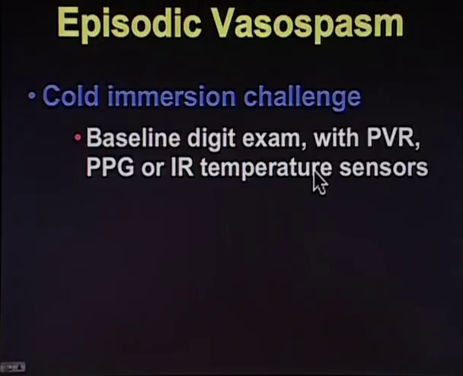Now, for episodic vasospasm, if the patient comes in and they have somewhat normal perfusion, but they have an indication or history of episodic vasospasm, Raynaud's, we can perform the cold challenge test. And again, for this test, we obtain a baseline digit exam, as we mentioned, with pulse volume recordings or photoplethysmography, or there is some instrumentation that allows temperature-sensing infrared devices to record digit temperatures. So this can be used before a cold challenge and then after a cold challenge.